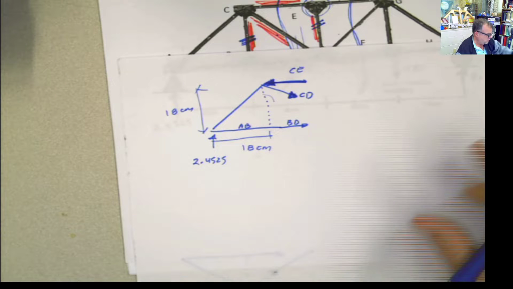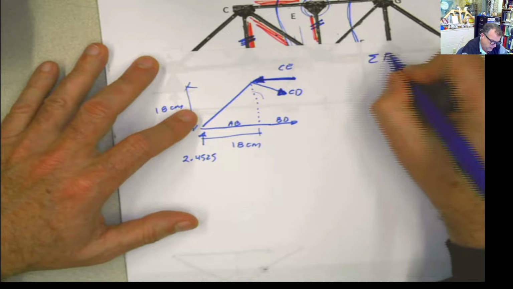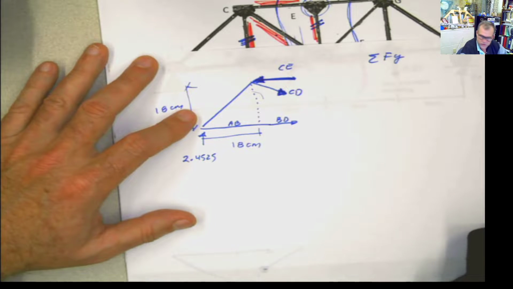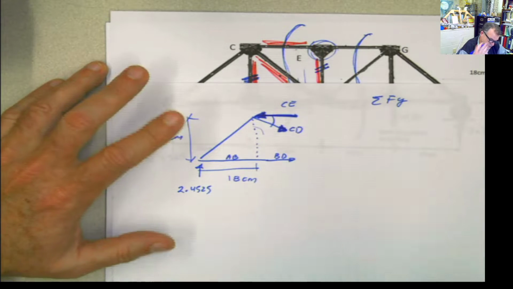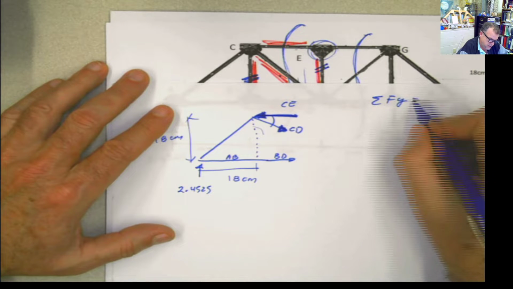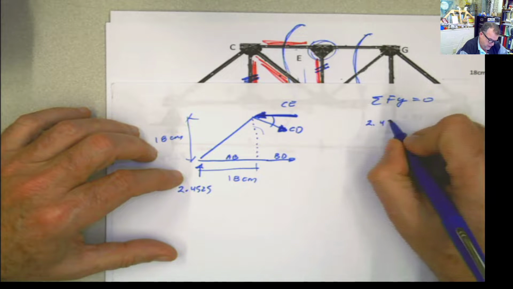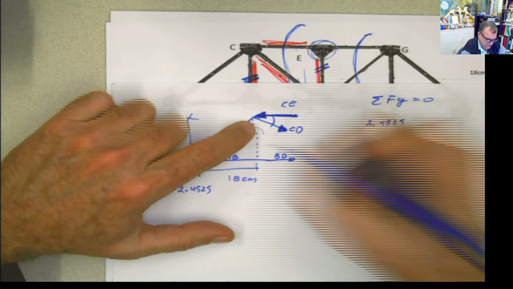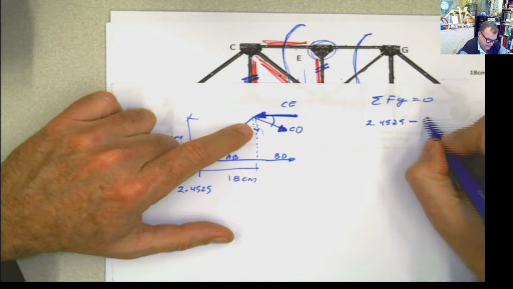So I'm going to do summation of forces in Y. Why? Because in Y I have only one unknown. Remember, these angles here are 45 degrees. We have been working through 2 other videos with that. So what do I have in Y? I have 2.4525 positive, and I have the vertical component of this one. The vertical component of that is negative CD.